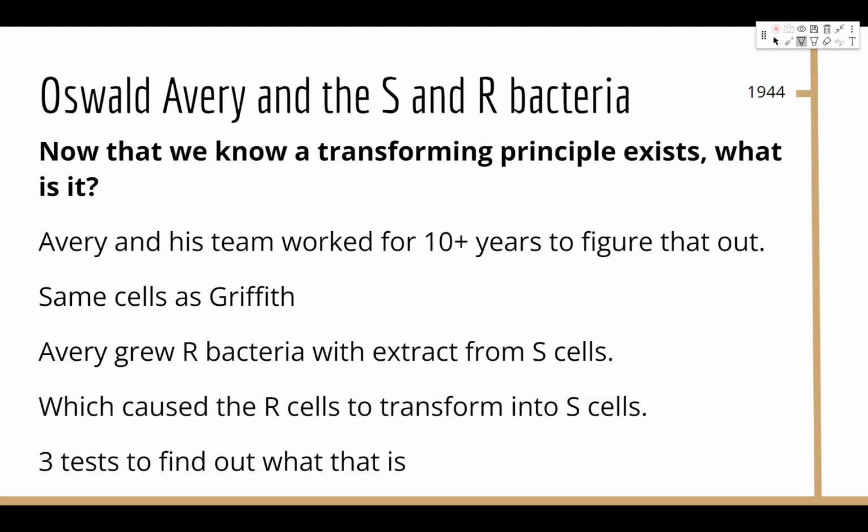So he used the same cells as Griffith. That's that first line on the second page. He wanted to know what the transforming principle was. He was actually able to isolate it, to not just take dead cells, but to get the specific part of the cell that was the transforming principle. They had some in a vial, but they didn't know what it was that was in that vial. So they did 3 tests to find out what this transforming principle is. So I've got 1, 2, and 3, those 3 lines. Those are going to be our 3 tests.